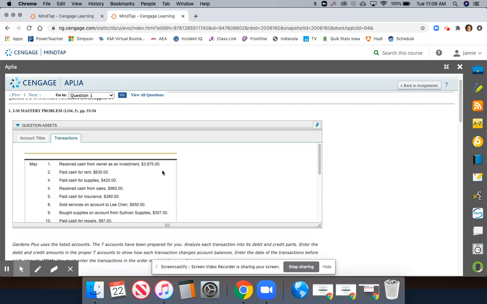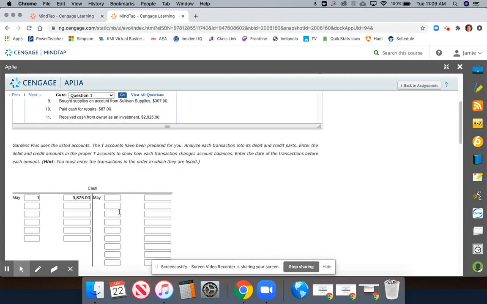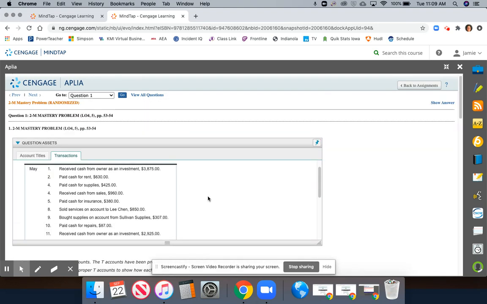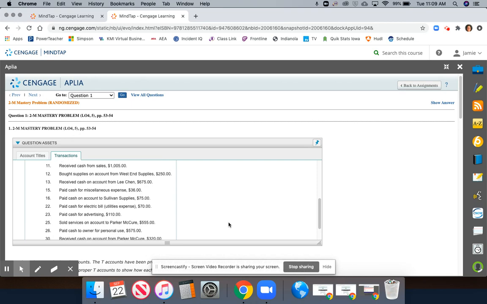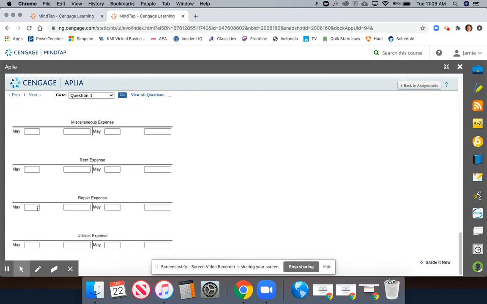Paid cash for rent, $630. Paid cash. Now cash is decreasing. I decrease cash with a credit. So I'm going to put it right there on the top row so I don't leave any blanks. Paid cash for rent. So paid cash, credit cash. Now I need to find my rent expense. Expenses can only be debited. So there is my transaction right there. This is how the transactions will be on the test.